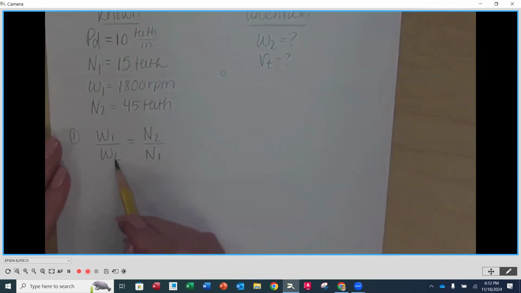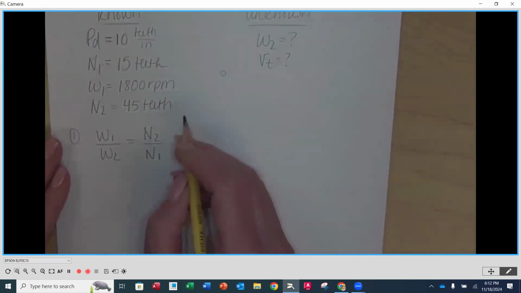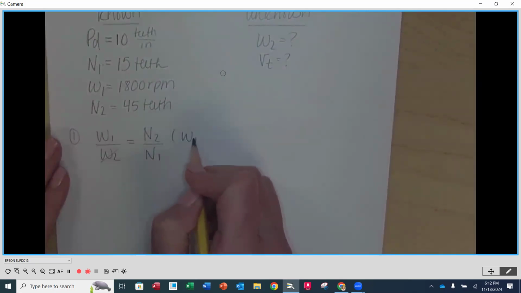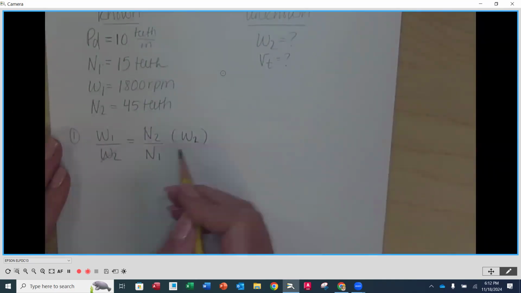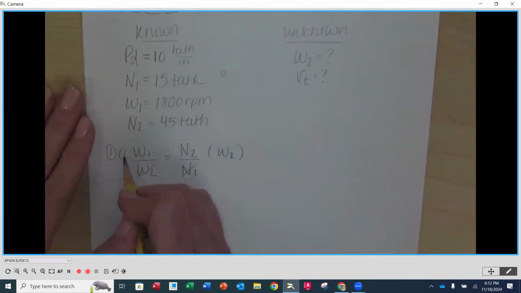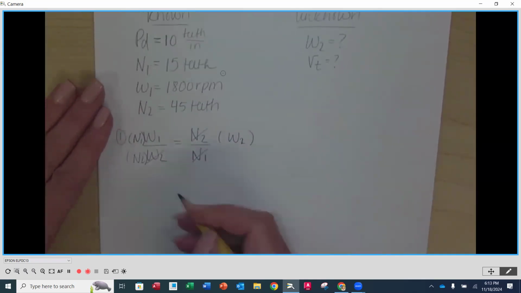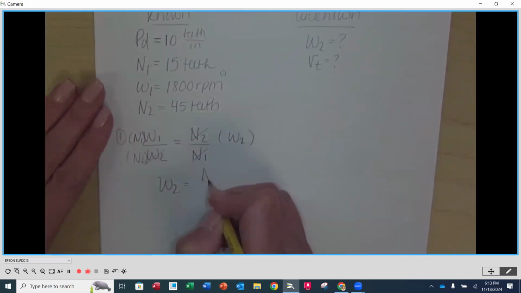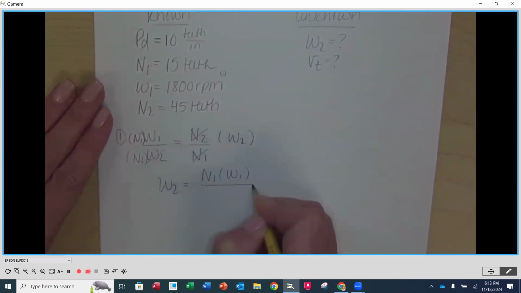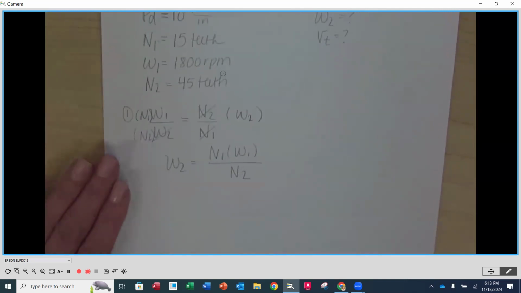So solving for W2, I'm going to have to multiply it up over here and then get it by itself. So I'm going to rearrange. To get W2 by itself, I'm going to multiply both sides by N1. So N1 is going to go on top, and then N2 is going to go on the bottom down here. So my equation is actually going to be W2 is equal to N1 times W1 divided by N2. Doing our algebra. Does that make sense to everybody? Everybody get that? Same rearrangement?